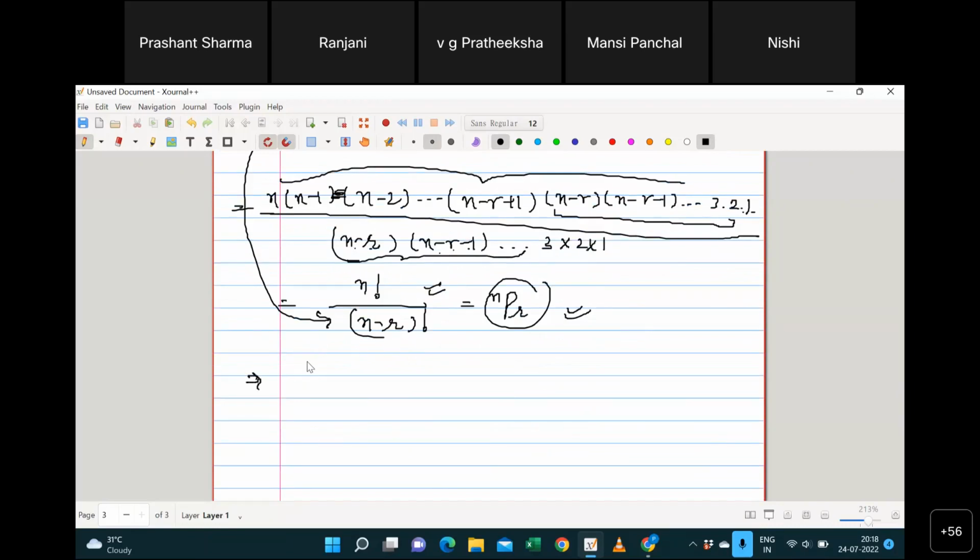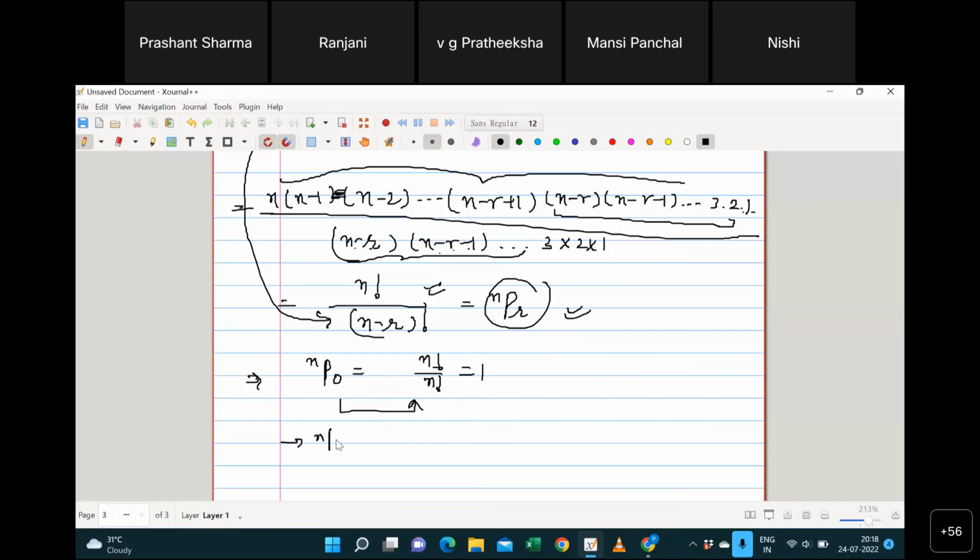Now you know the value of nP0. If you put r = 0, you will get n factorial divided by n factorial, which equals 1, right? That means we can say there is only one ordered arrangement of 0 objects.